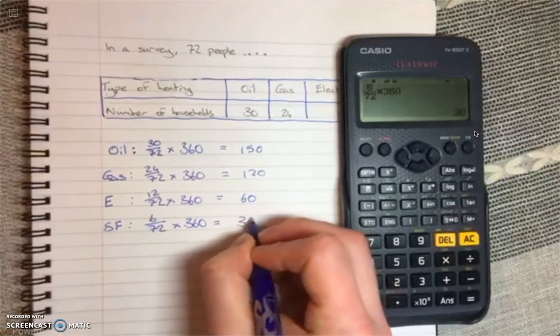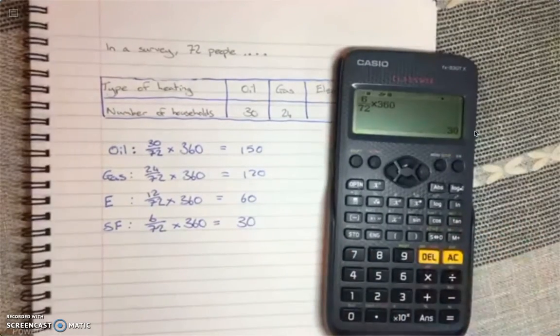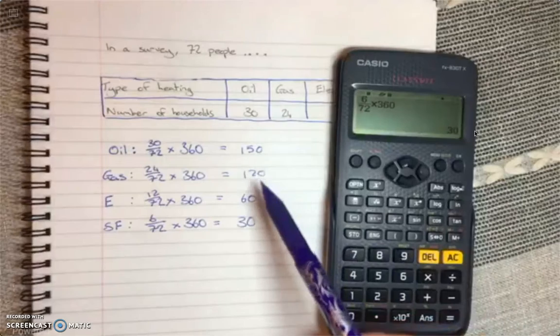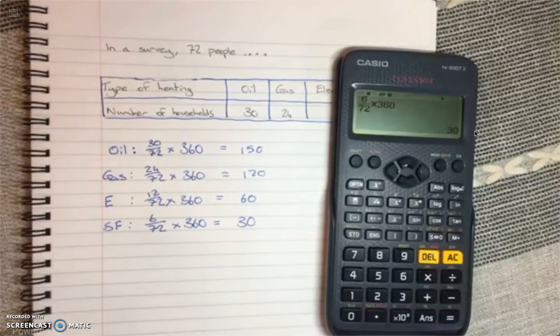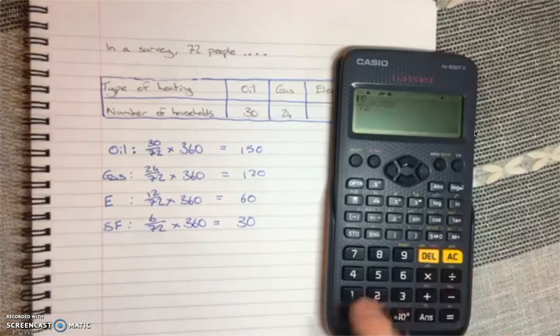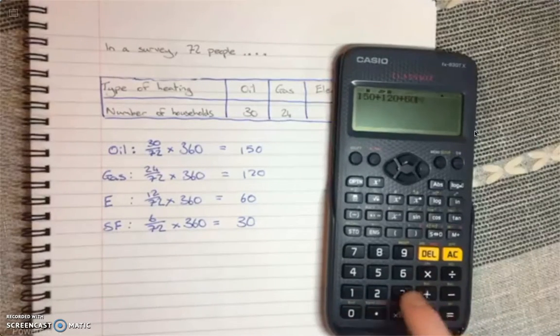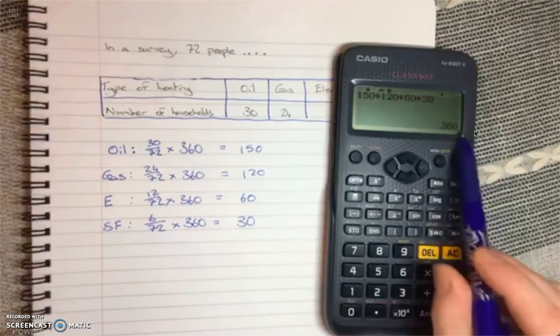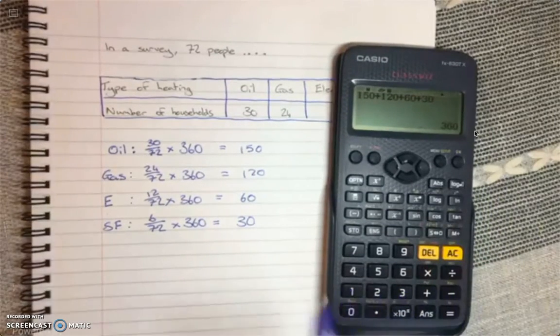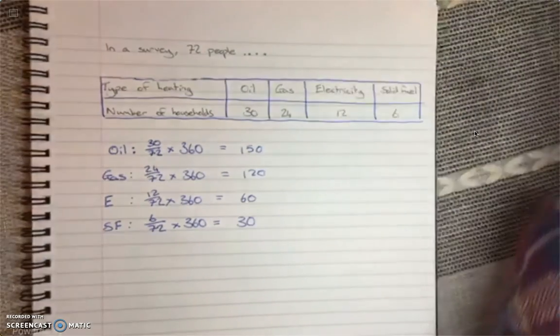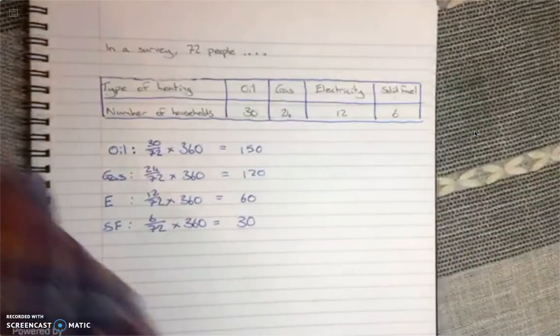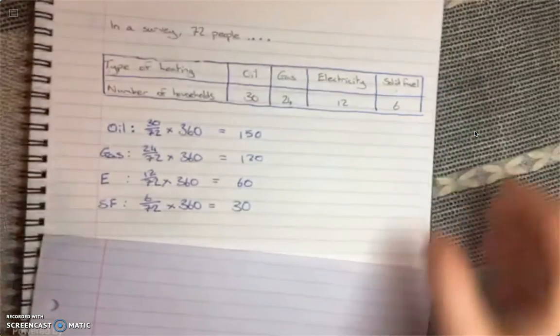And to always double check that you've got the right answer, you add these up, and you should get 360. So 150 plus 120 plus 60 plus 30 is 360. If you get 360, you've done everything correctly. Now we're going to draw the thing. Usually in actual exam situations, the circle will be half drawn for you.